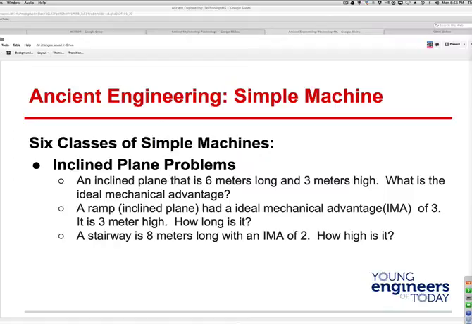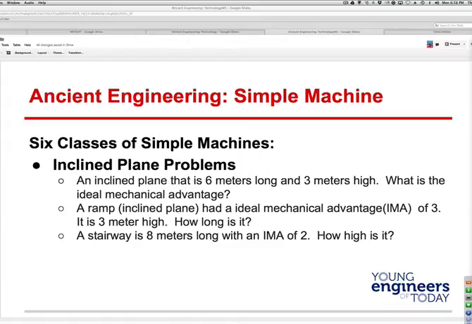All right. Again, just use the formula. Key thing: when they give you a question on a test, there's got to be a way to solve it. And in the beginning, at least use plug and chug, where you know the formula and you just figure out what part of the formula you don't have. So, in this case, we have a stairway 8 meters long with an IMA of 2. So how high is it?